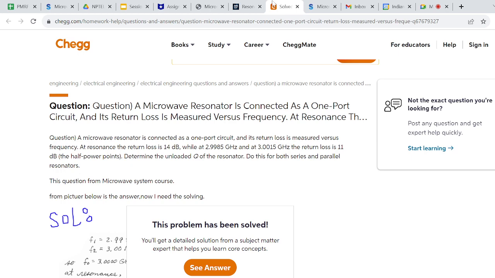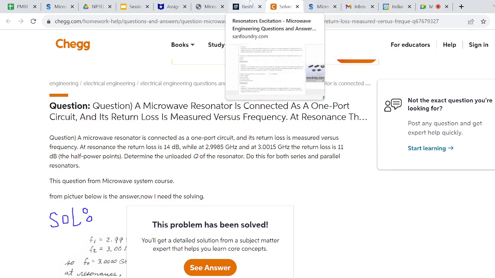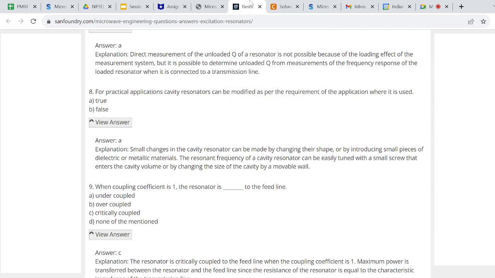True, madam. So that's a right statement. Unloaded Q factor cannot be measured directly because of the loading effect of the measurement system. But from the frequency response of the loaded resonator, you can determine this unloaded Q.